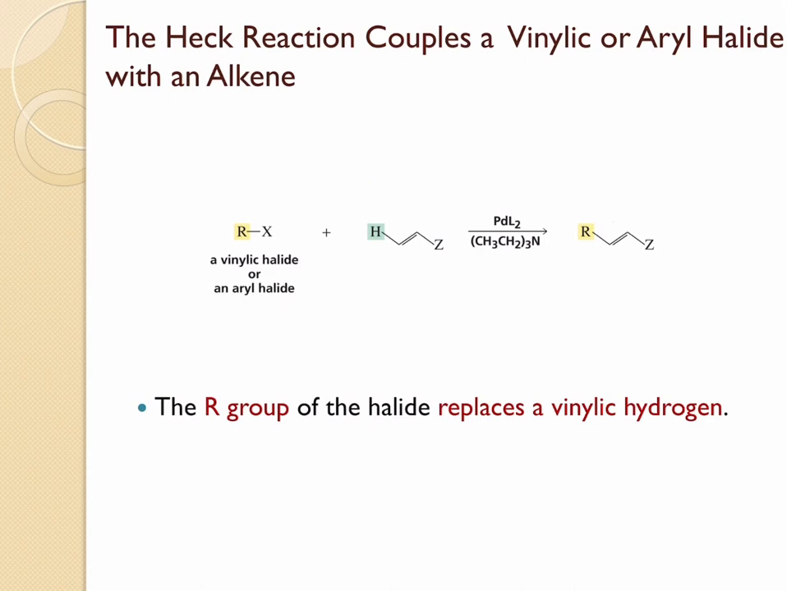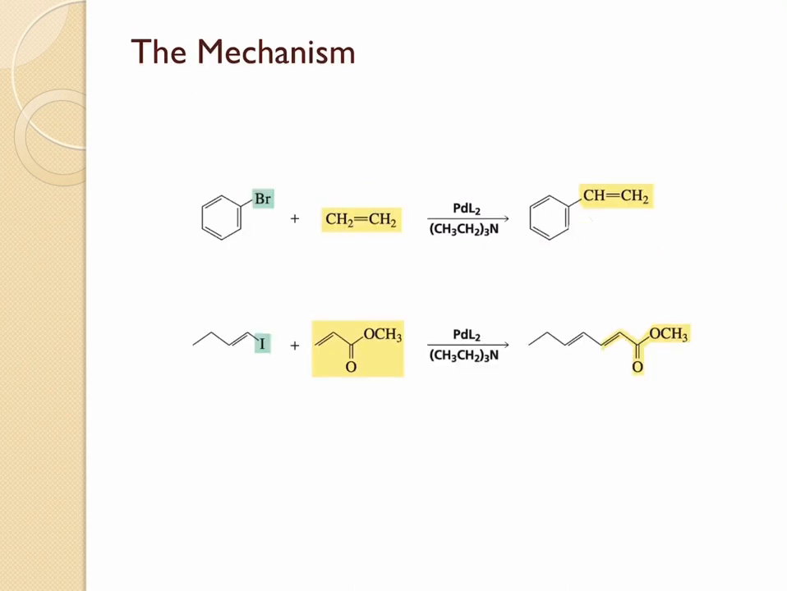If there is a substituent present in the alkene molecule, then in the product, this substituent will be in trans position with respect to the R group of the vinyl halide. Here are two examples of the Heck coupling reaction, where you can see bromobenzene reacts with ethylene in the presence of triethylamine and palladium catalyst to give styrene as the final product.